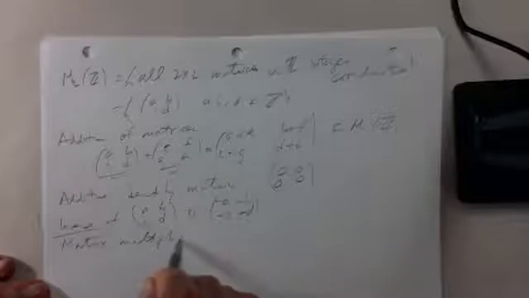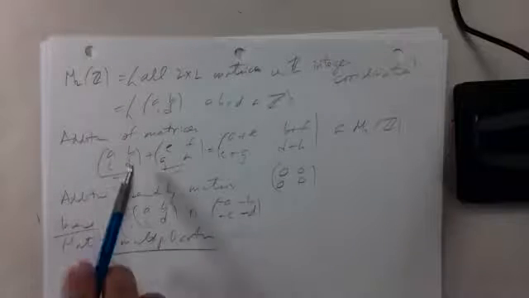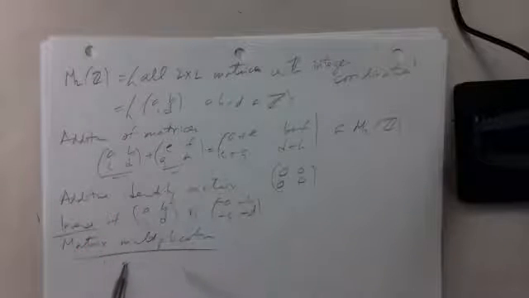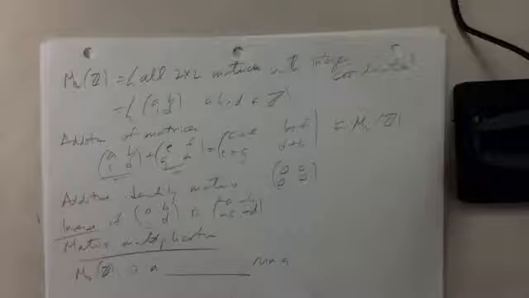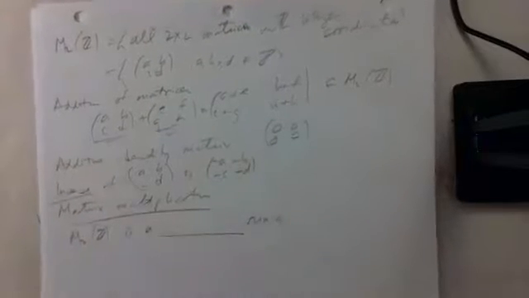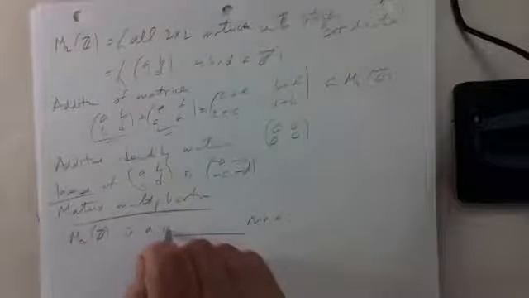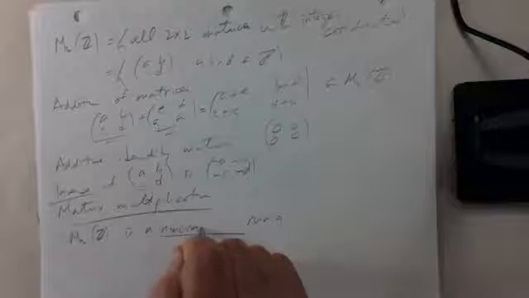And matrix multiplication is defined in the usual way. And with the ordinary addition of matrices and multiplication of matrices, this is a ring. So M2 of Z is a ring. And I left a space because we already saw that multiplication of matrices is not commutative. So this is a non-commutative ring.